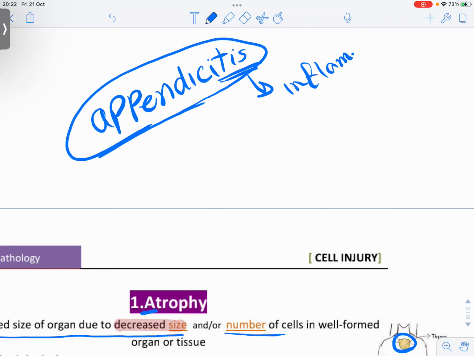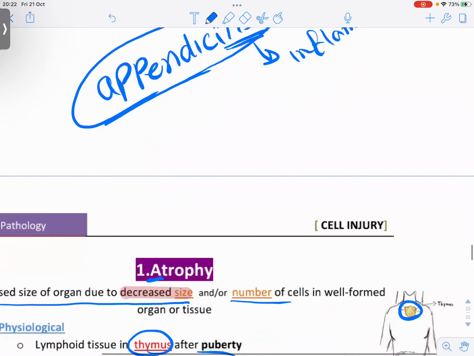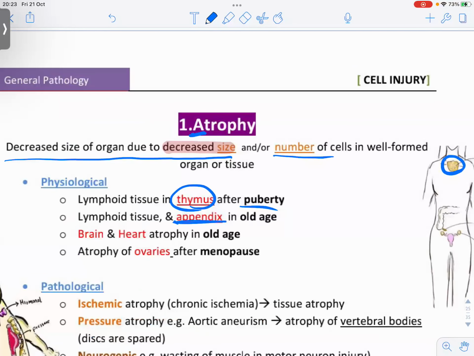Why? Because the appendix is present only in young age, in 20s, 30s, 40s, but after that, the appendix will start to decrease in size and decrease in number of cells. So the appendix will start to atrophy after an advanced age. In the hospital, you will never find someone 60 or 70 years old with appendicitis. The appendix starts to atrophy in old age. It's normal.